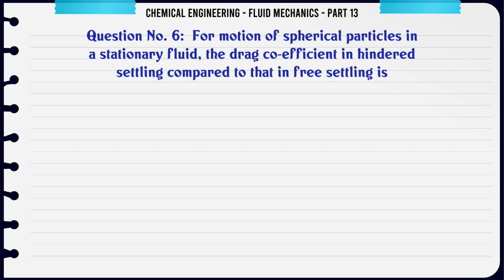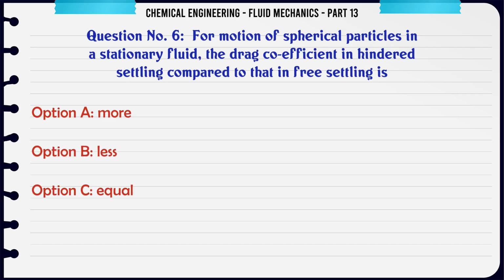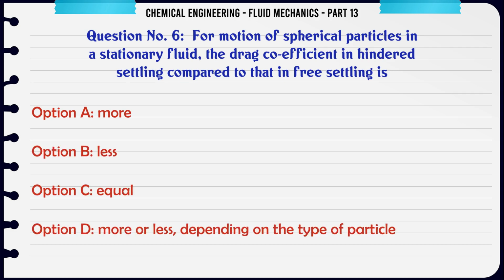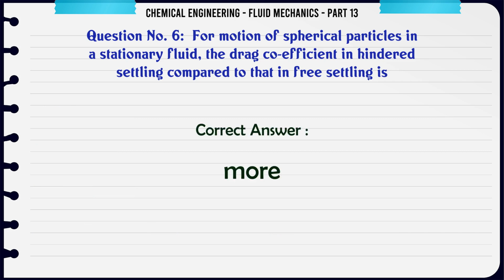For motion of spherical particles in a stationary fluid, the drag coefficient in hindered settling compared to that in free settling is A. more, B. less, C. equal, D. more or less depending on the type of particle. The correct answer is more.